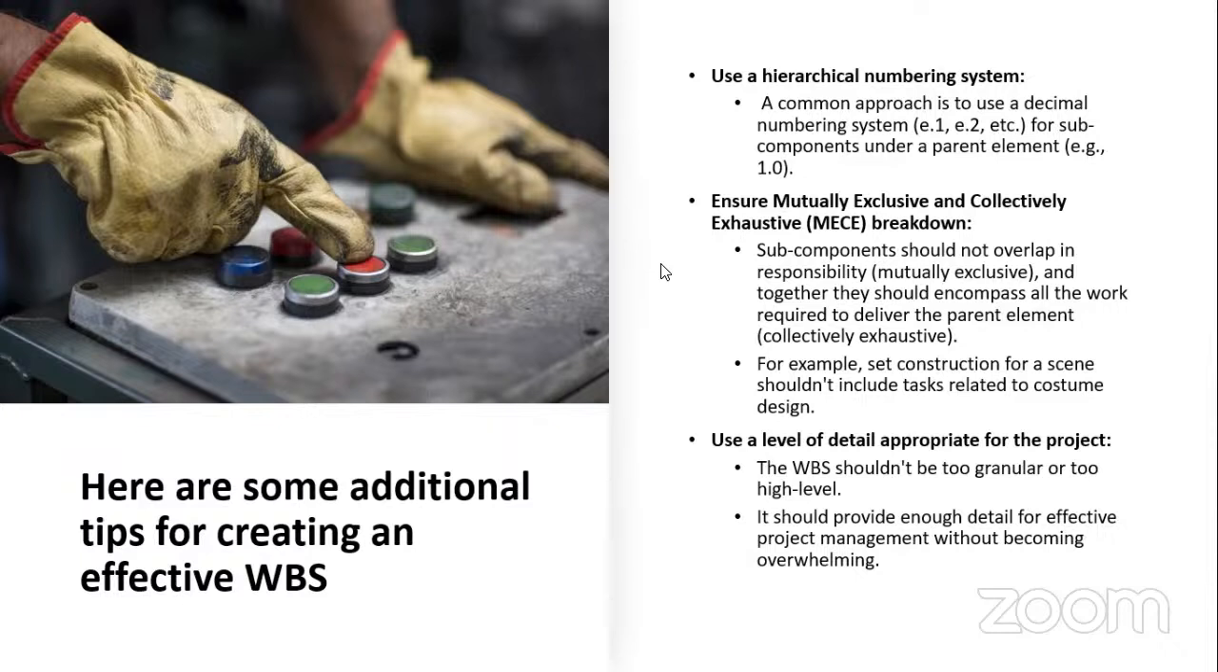If it is 1, then you have 1.1.1, 1.1.2, 1.1.3. If that's the way that works perfectly for that project, according to the breakdown, then go on. If it goes 1, then 1.1.1.1.1, 1.1.1.2, just go according to the best way, but try as much as you can to make your breakdown simple and understandable so that you don't confuse not only yourself, but other members of your team. So the WBS shouldn't be too granular or too high level. It should provide enough detail for effective project management without becoming overwhelming.